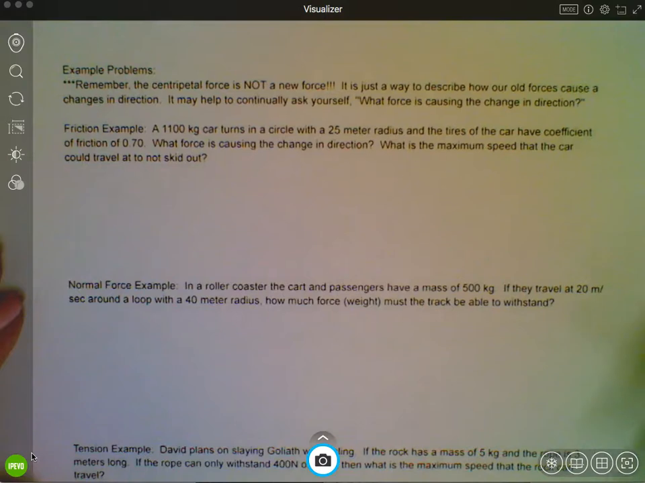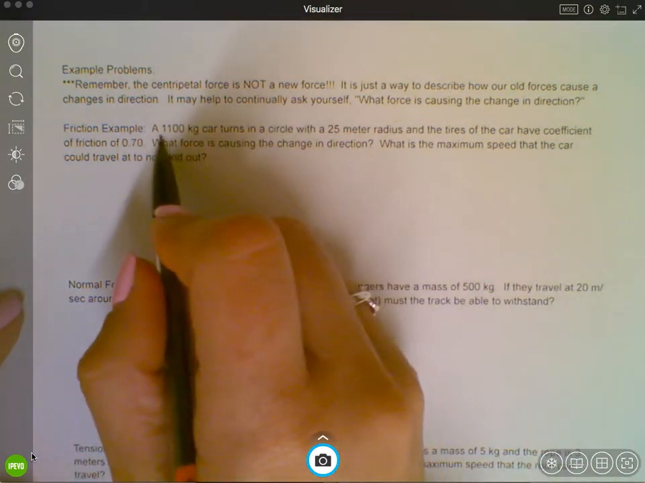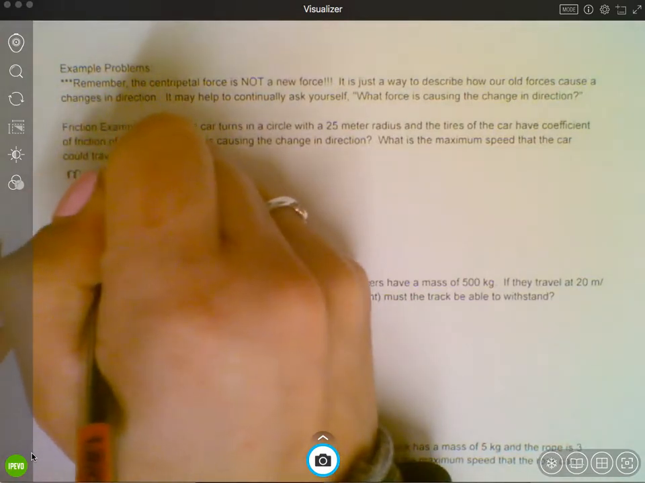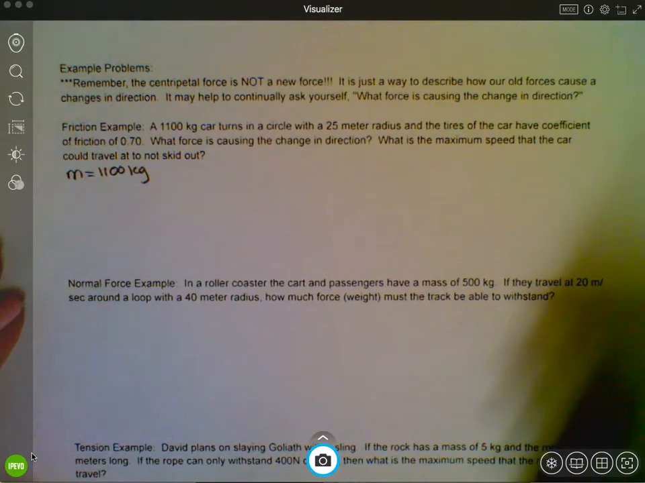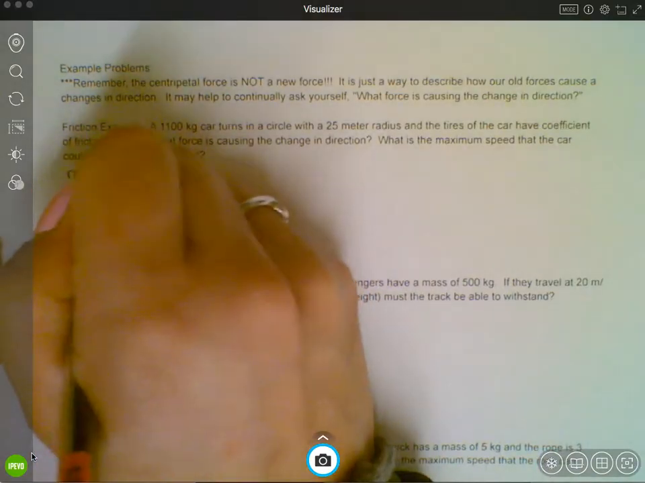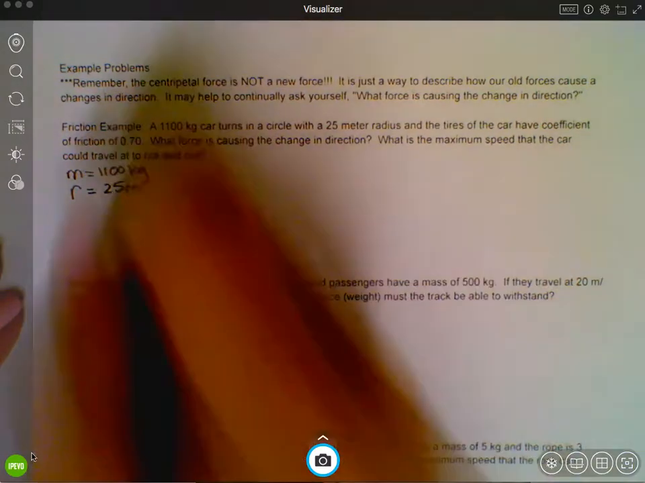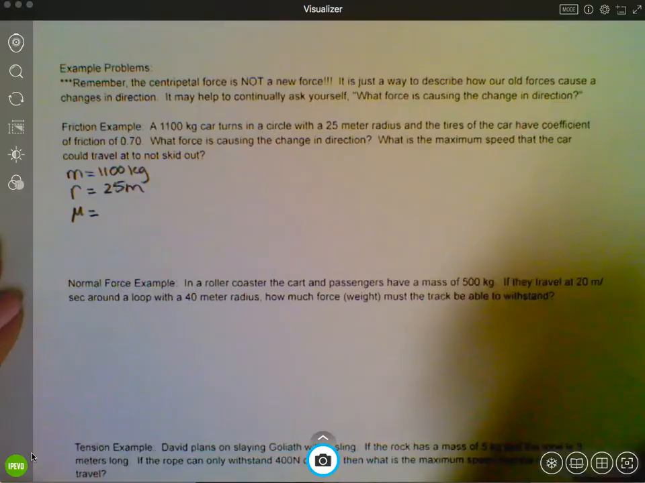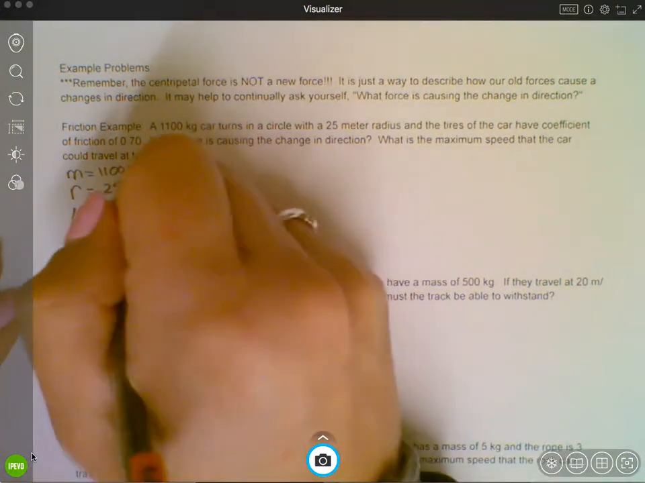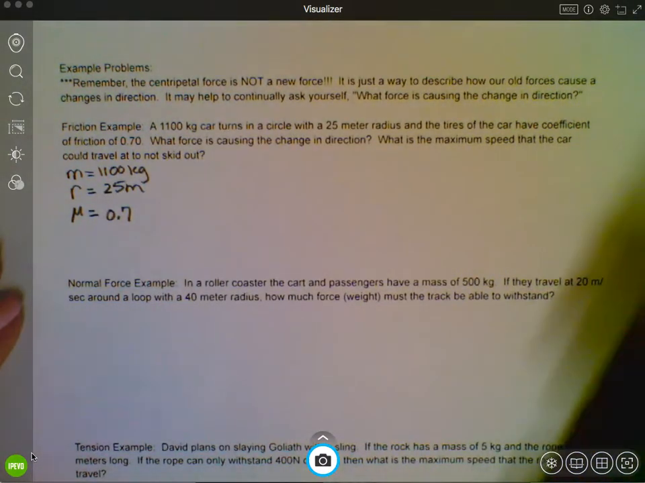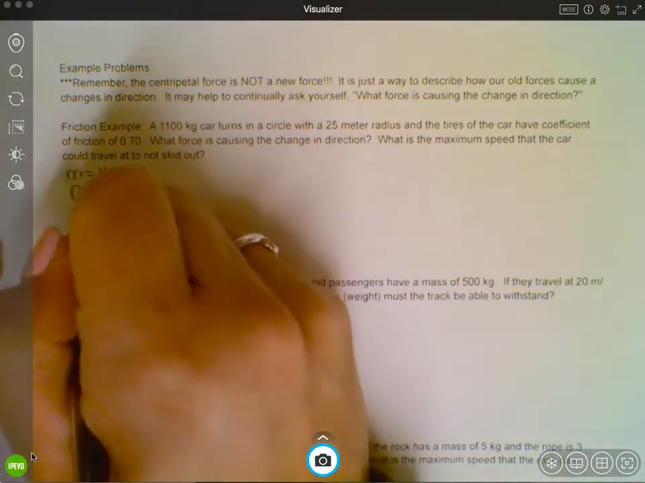So you can kind of see all three. All right, so let's just start. A 1,100 kilogram car, so I'm just going to put down my variables here as I go, turns in a circle with a 25-meter radius. R is radius. Tires of the car have a coefficient of friction. That's the mu, not a force of friction, a coefficient of friction, 0.7. What force causes the change in direction? What is the maximum speed the car could travel to not skid out?